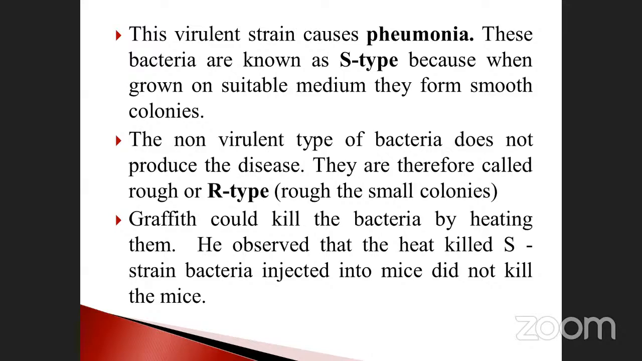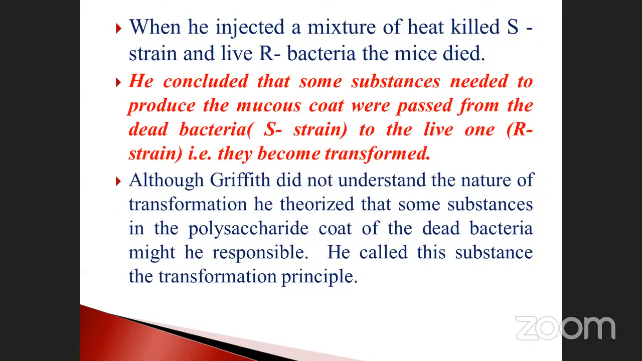Griffith could kill the bacteria by heating them. He observed that the heat-killed S-strain bacteria injected into the mice did not kill the mice. After the heat killing, what happened? It will not produce any effect. But when he injected the mixture of heat-killed S-strain and live R-strain bacteria, the mice died. He concluded that some substances needed to produce the mucus coat were passed from the dead bacteria of S-strain to the live ones of R-strain. That is, they become transformed.